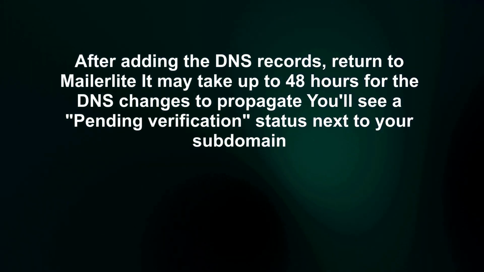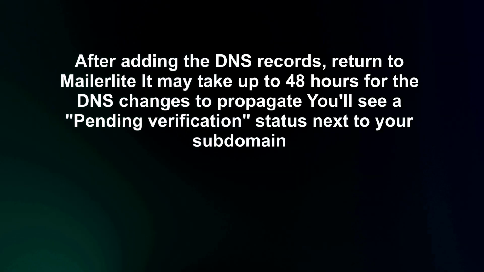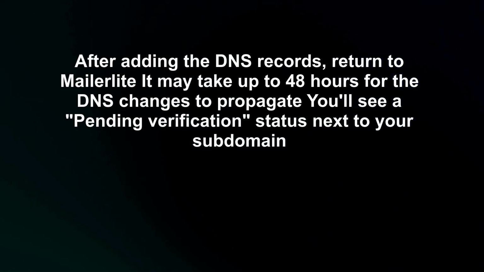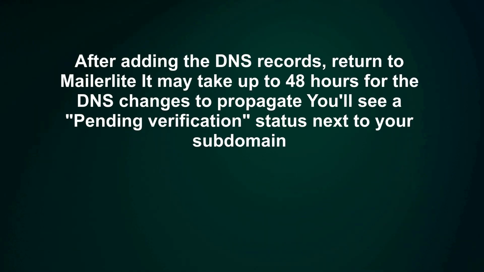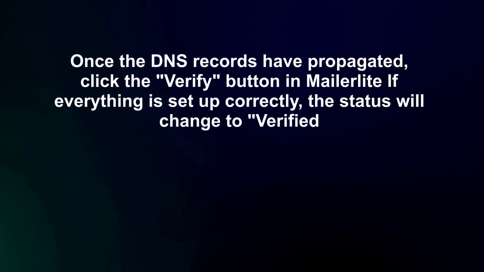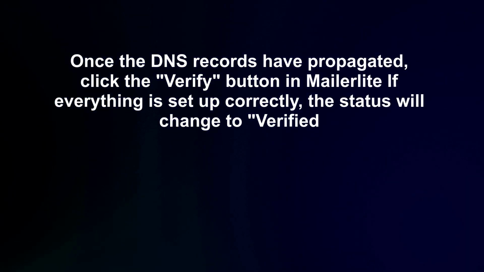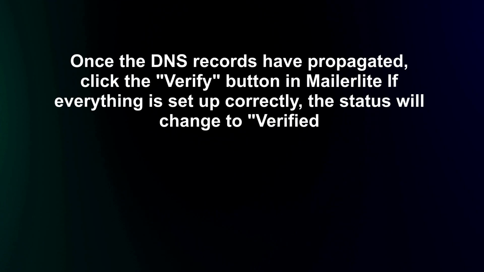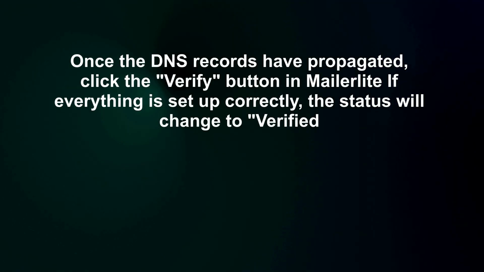After adding the DNS records, return to Mailerlite. It may take up to 48 hours for the DNS changes to propagate. You'll see a pending verification status next to your subdomain. Once the DNS records have propagated, click the Verify button in Mailerlite. If everything is set up correctly, the status will change to Verified.